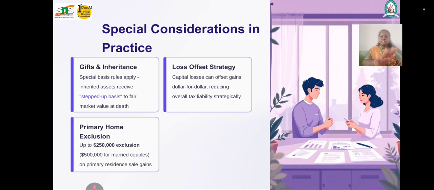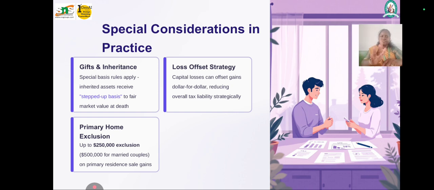So next, what are the special considerations in practice? What are the considerations we can take into account for taxable persons? First is gift and inheritance. Next, loss offset strategy. Third one is primary home exclusion. First, gift and inheritance means special basis rules apply, in which inherited assets receive a stepped up basis to fair market value at death.